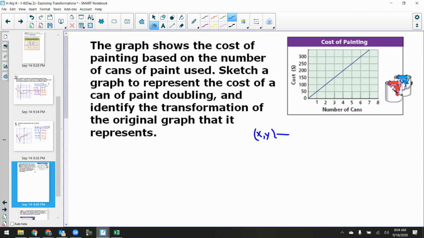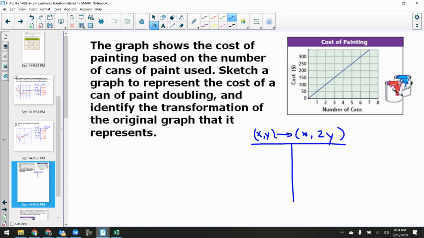X comma y is going to map to, well, what does it mean when I say the cost of the paint doubles? Which value is changing? Am I changing the X value or am I changing the Y value? I'm changing the Y value, right? The X value is going to stay the same, but the Y value is going to become 2 times whatever it was. It's going to double, right?